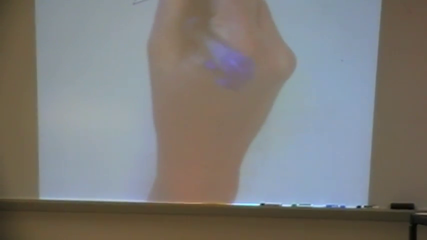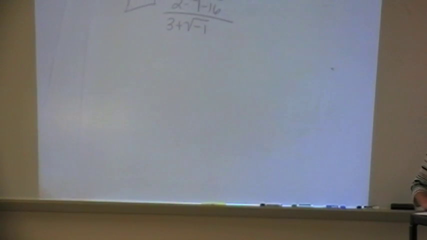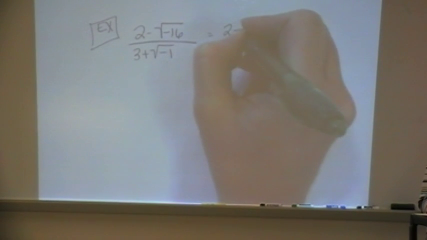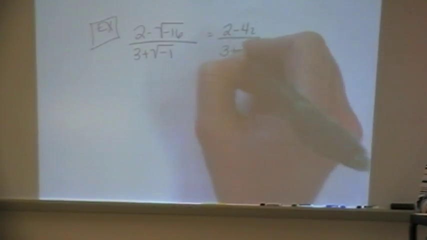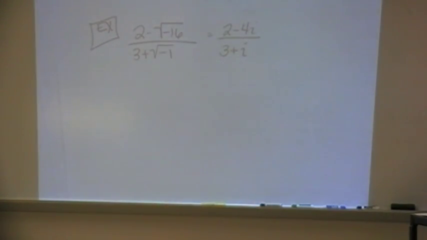They will give you one that looks like this. It's just the same as multiplication. You have to fix it first and put it into complex form before you can divide. So this one would be fixed as 2 minus 4i. The bottom would be 3 plus i. Then you can worry about the conjugate part.